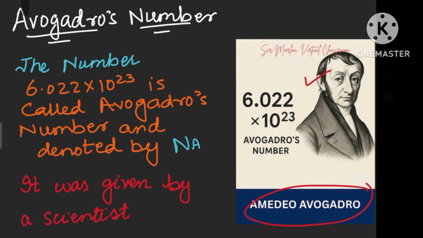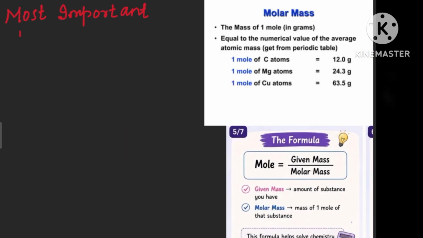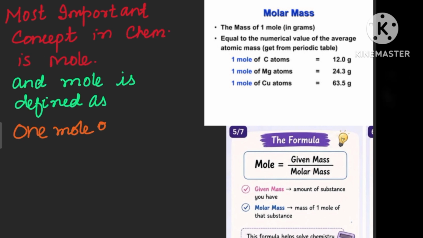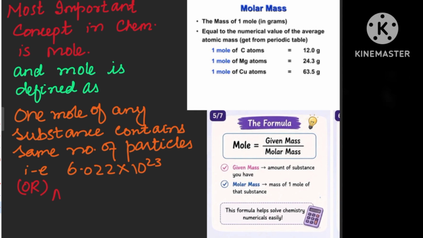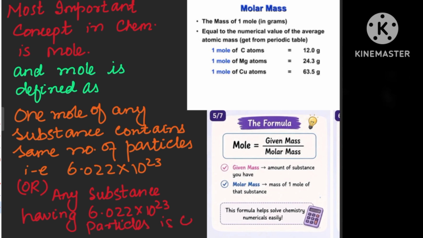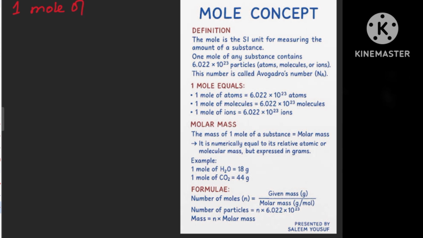The most important concept in chemistry is the mole, and 1 mole of any substance contains the same number of particles, that is 6.022 × 10^23. Or more precisely, we can define it as: any substance having 6.022 × 10^23 particles is called 1 mole.